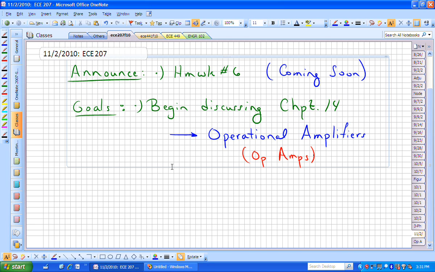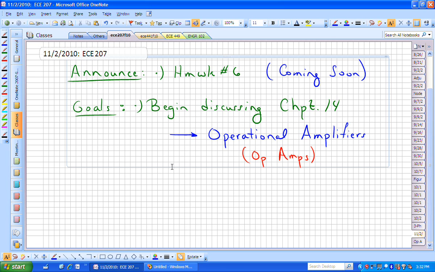We've been dealing with passive devices so far this semester. This may not mean anything to you, but we have not had to supply or energize resistors, inductors, and capacitors. We didn't have to basically turn them on or power them in order to use those devices. Now we will be. We will be needing to supply power to this device, which is an operational amplifier. That's chapter 14, or you may have heard of these referred to as op amps. That's what we will be working on now, is op amps or operational amplifiers.